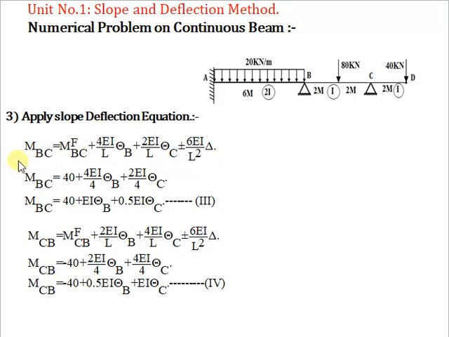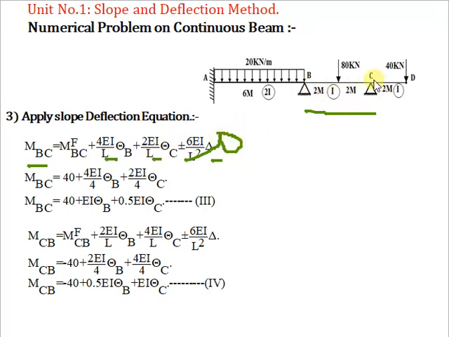Apply the slope deflection equation for span BC. MBC is equal to MFBC plus 4 EI by L theta B plus 2 EI by L theta C minus 6 EI by L square into delta. No sinking of a support, so delta will be 0.